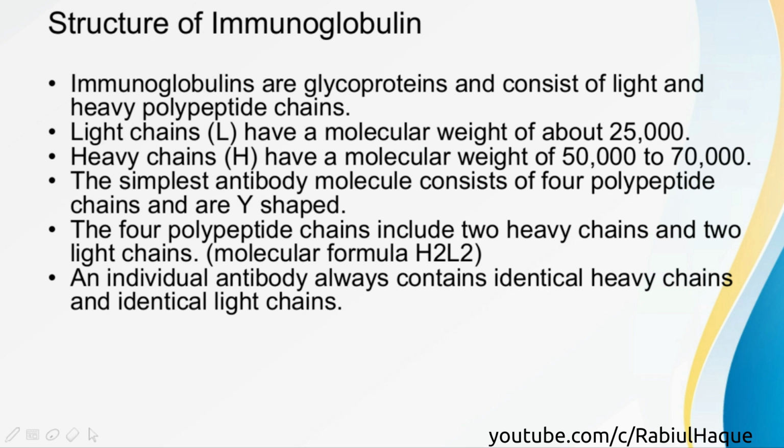The simplest antibody molecule will contain 4 polypeptide chains and it will be Y-shaped, and the 4 polypeptide chains will include 2 heavy chains and 2 light chains. The molecular formula will be H2L2. Note that here H denotes heavy chain and L denotes light chain. Always remember, an individual antibody always contains identical heavy chains and identical light chains.